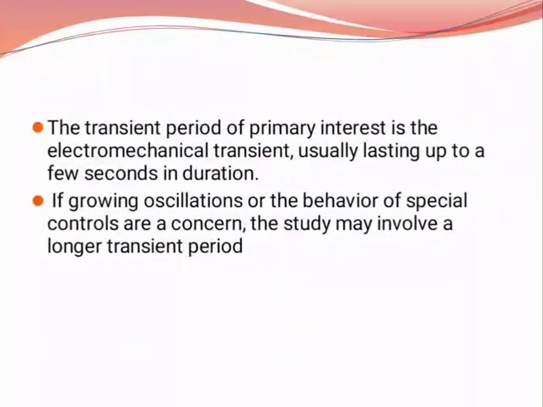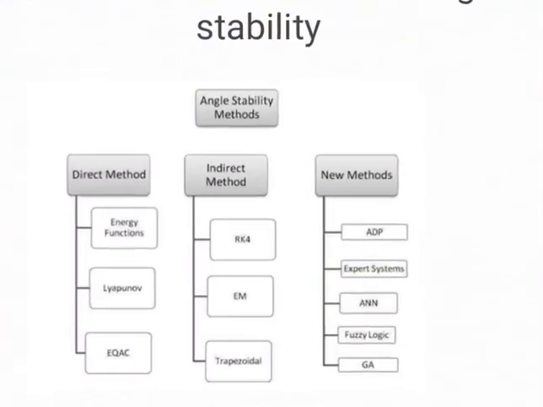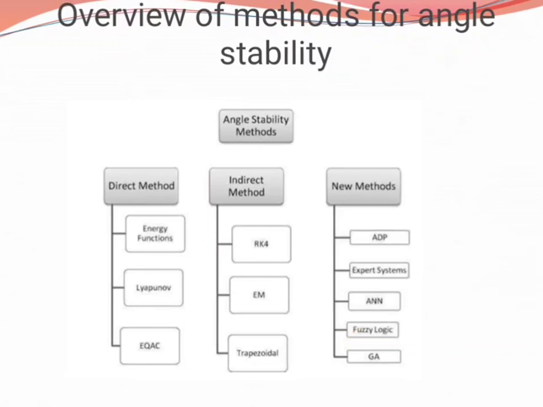Usually the transient period of primary interest is the electromechanical transient, usually lasting up to a few seconds. If growing oscillations or the behavior of special controls are a concern, the study may involve a longer transient period also. So the figure shows the overview of methods for angle stability. This is as clearly mentioned.